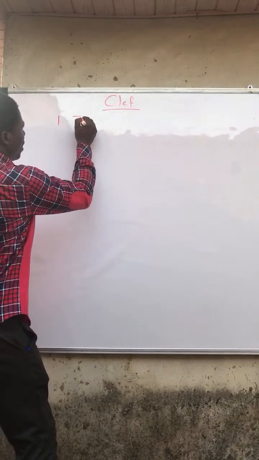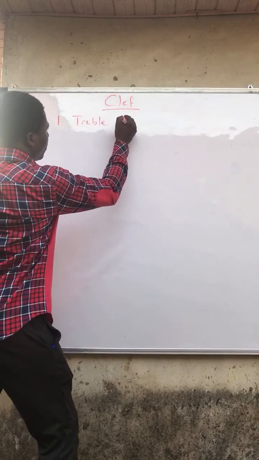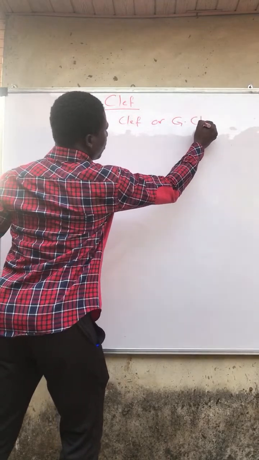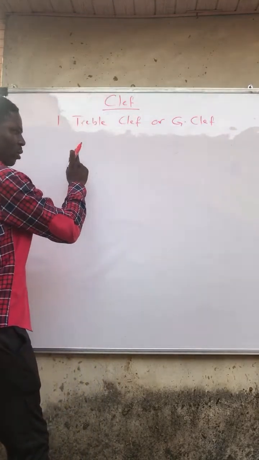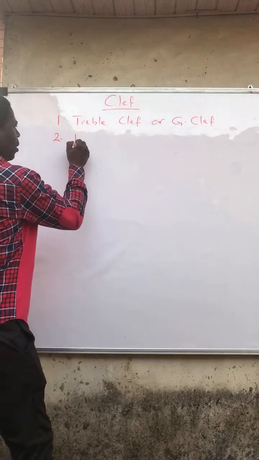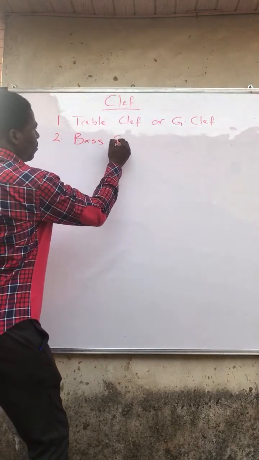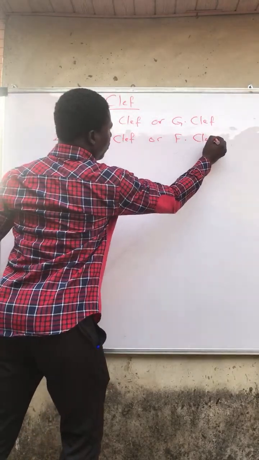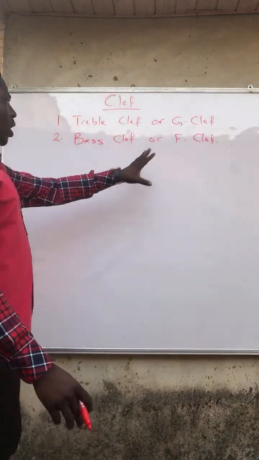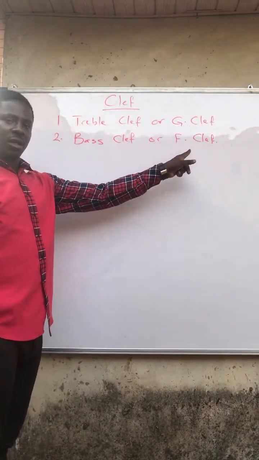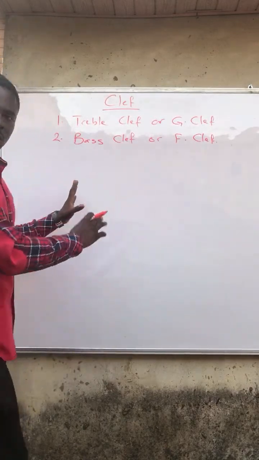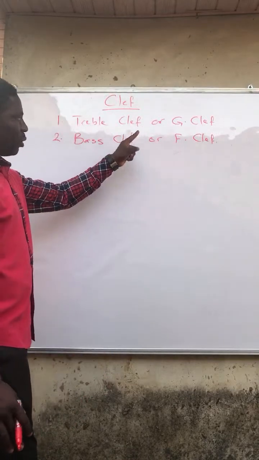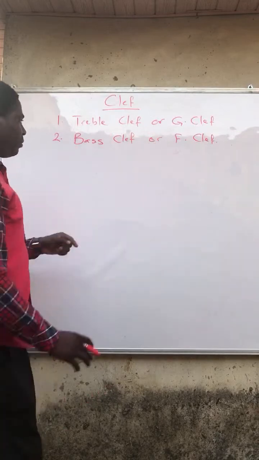one, we have the treble clef, or you call it G clef. That's the first one. The second one, bass clef or F clef. This is the second one. I'm going to explain why we call it G clef and F clef later. But agree with me that we have 2 types of clef. We have the treble clef or G clef, the bass clef or F clef.